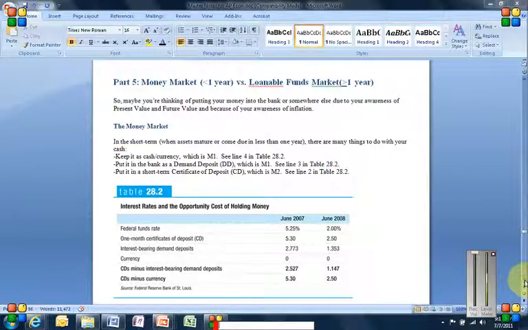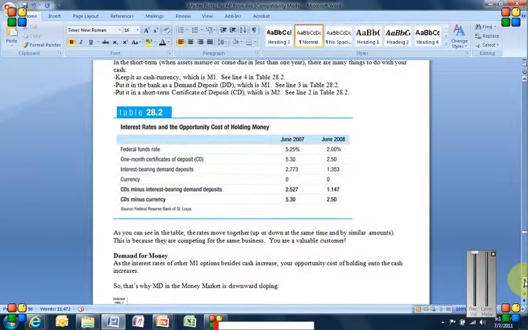And as you can see, the interest rates and opportunity costs of holding money in these different forms are based on the chart that you see here. These are actual rates that prevailed in June of 2007 and June 2008; they change over time. You can also see that the rates as they change typically move together, up or down at the same time and by similar amounts.